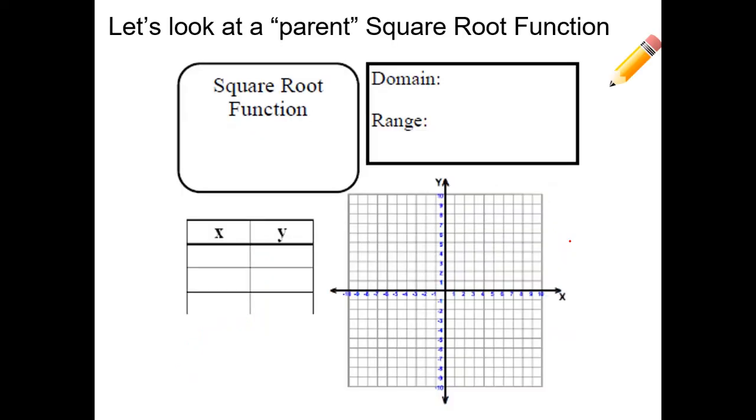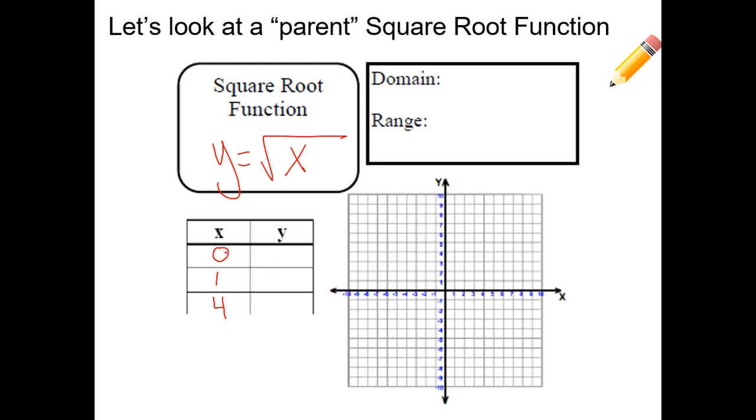So, let's take a look at the parent square root function. Well, the parent square root function is y equals the square root of x, okay? Now, there is a parent table that you're going to want to memorize for the square root function. Here's how you know what it is. Well, it's the first three square roots, which are 0, 1, and 4. Okay, so remember those, 0, 1, and 4.